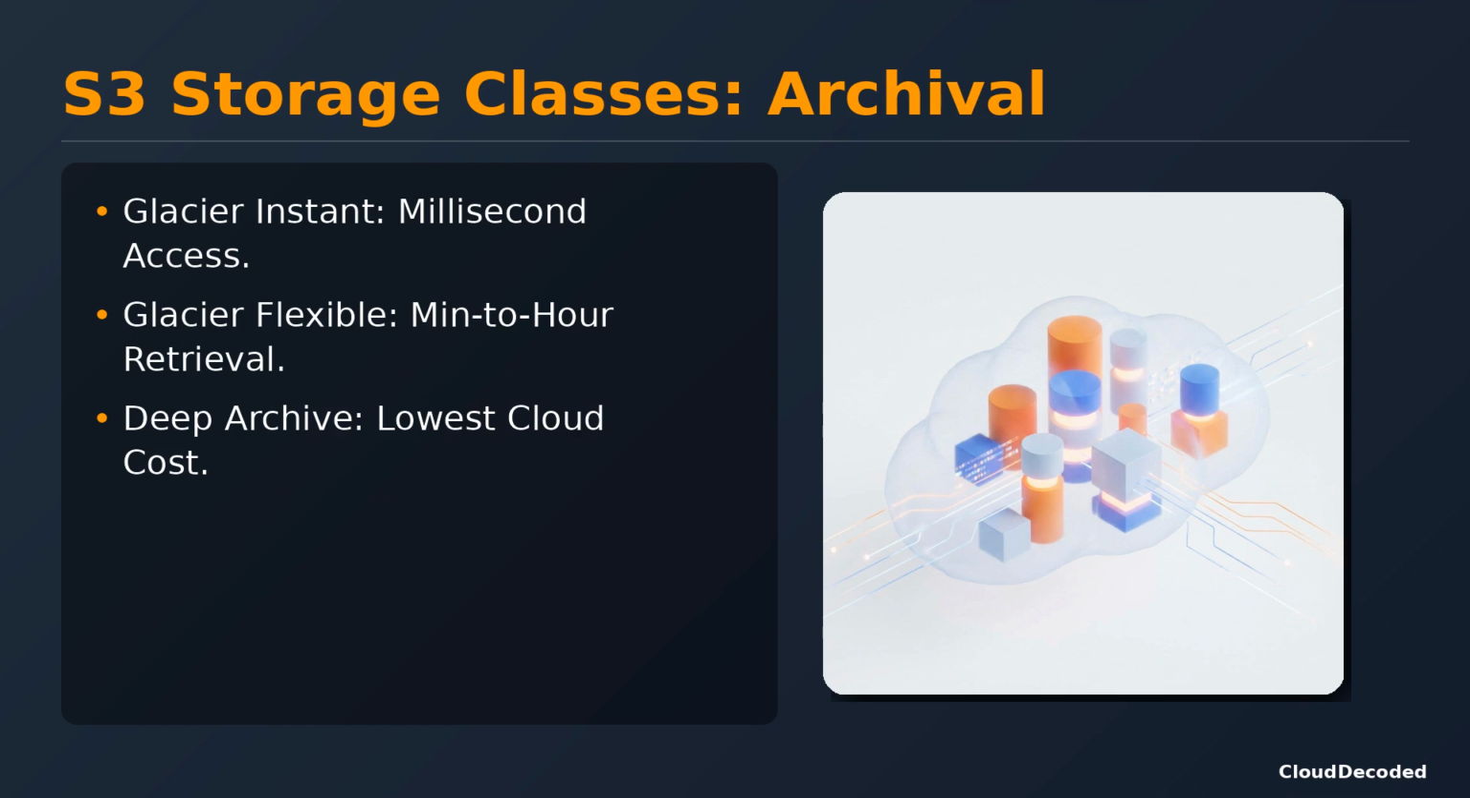For data archiving, the Glacier family provides incredible savings. Glacier Instant Retrieval works like Standard IA, but for rarely accessed data that still needs millisecond access. Glacier Flexible Retrieval offers lower costs, with retrieval times of minutes to hours. Finally, S3 Glacier Deep Archive offers the lowest storage cost in the cloud, a fraction of a cent per gigabyte, designed for long-term retention where data retrieval time of 12 to 48 hours is acceptable.